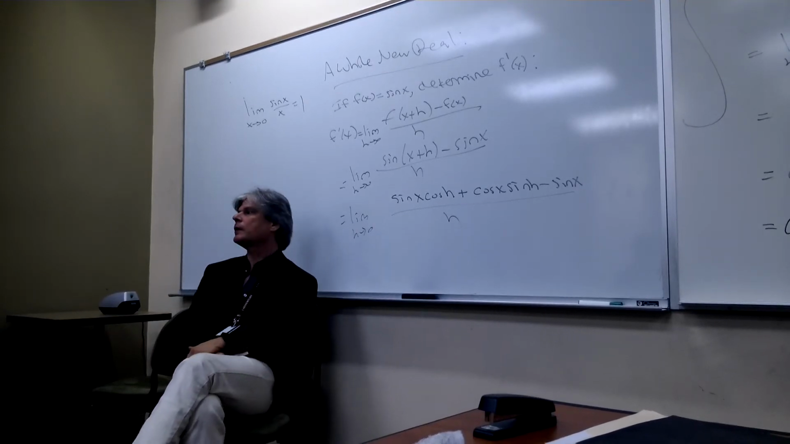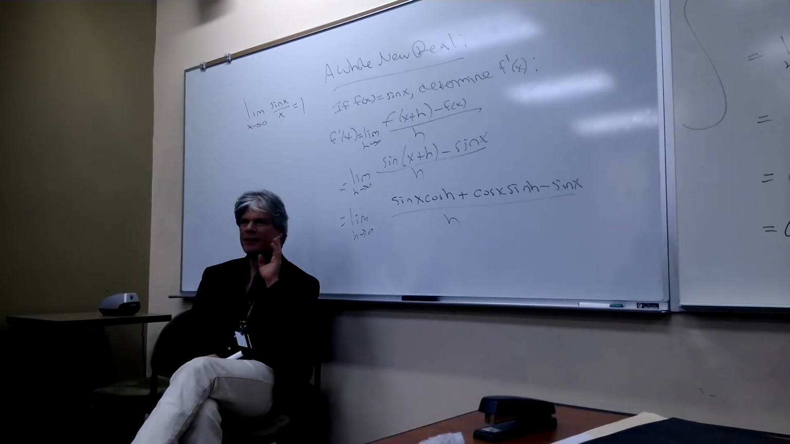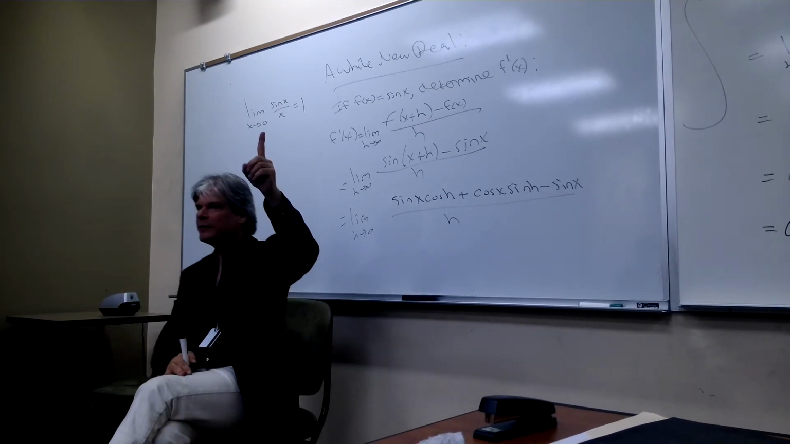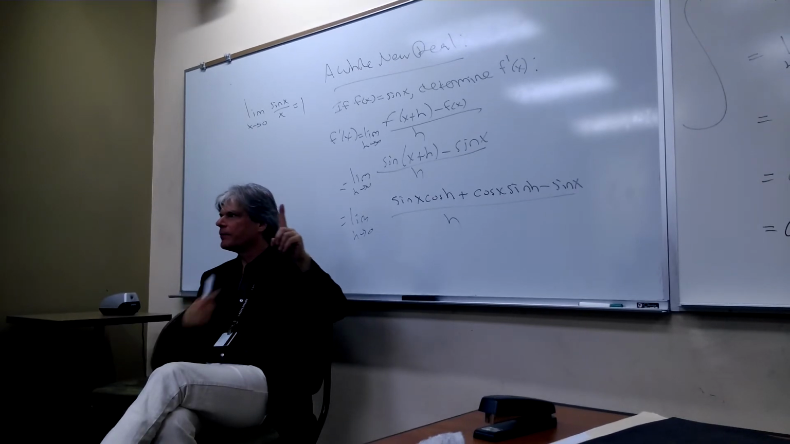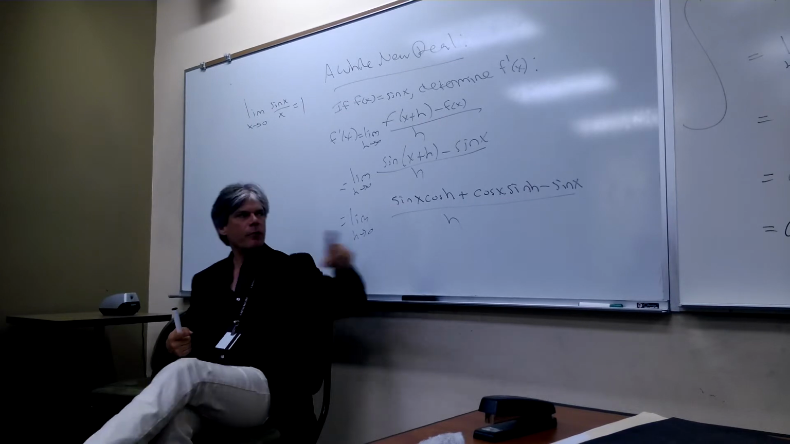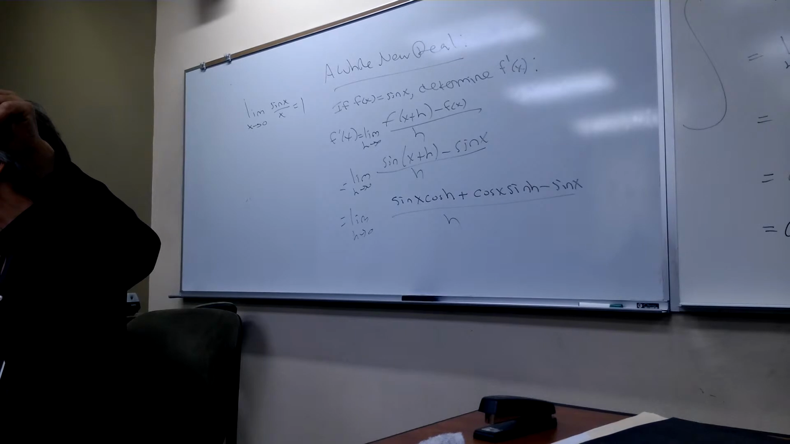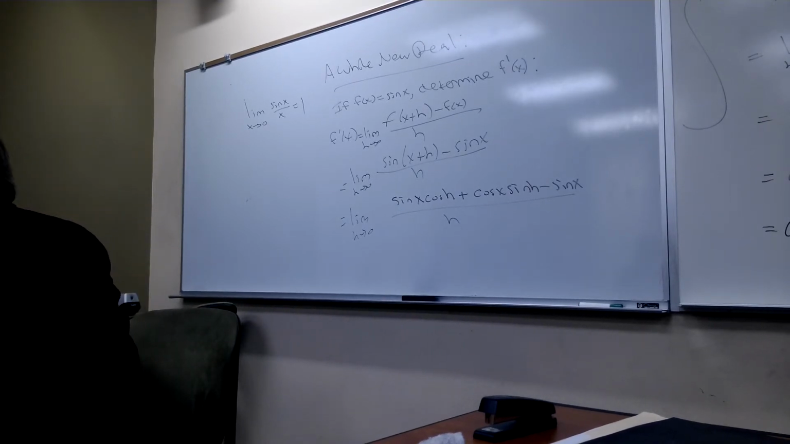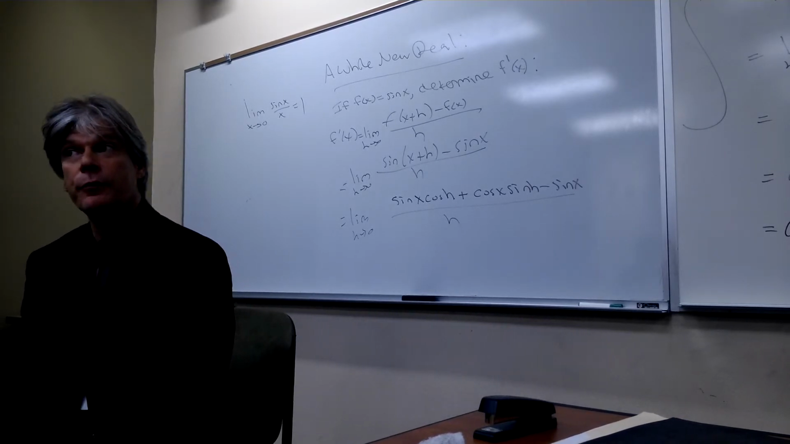Humor me. What's the cosine of 0? It's 1. Cosine of 0 is 1. What does that say about the sine function? The cosine of x, the cosine of 0 being equal to 1 means what? That the slope of the tangent line to the graph of y equals sine of x at x equals 0 is 1. That's a beautiful relationship.